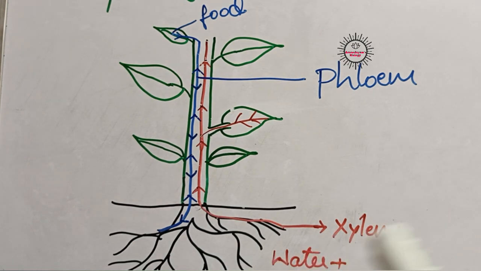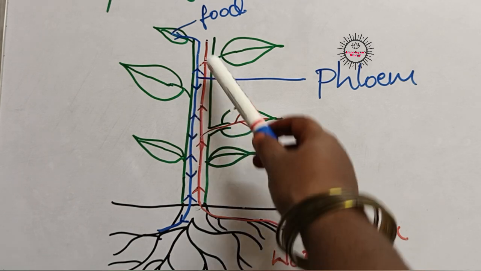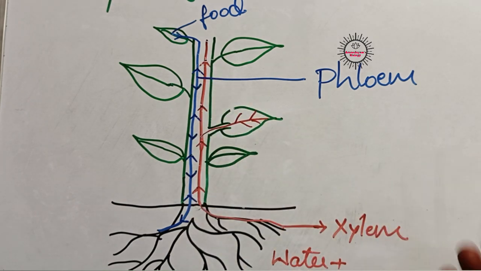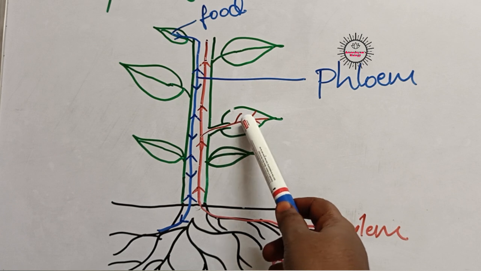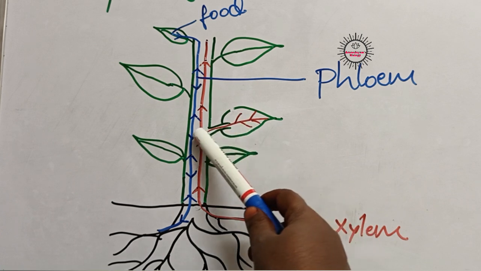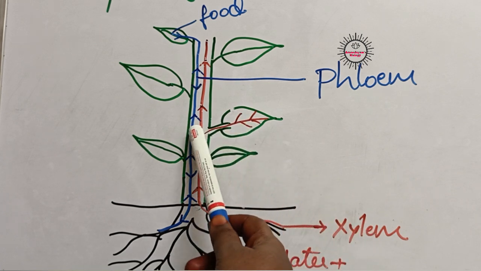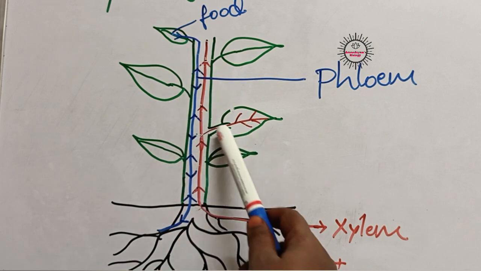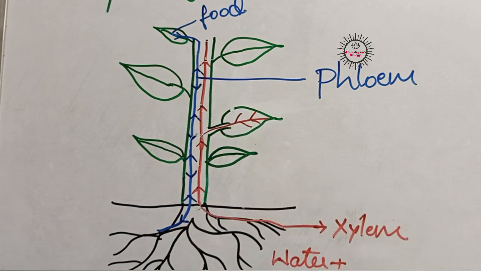The translocation of food and other substances takes place especially through sieve tubes and companion cells. Actually, phloem has 5 types of cells. Among these 5 types, sieve tubes and companion cells help in the transportation of food material both in upward direction and also in downward direction. So the food moves upward as well as downward. For example, if the food is produced in this leaf, the food material will translocate to other parts in upward and downward directions through sieve tubes and companion cells.